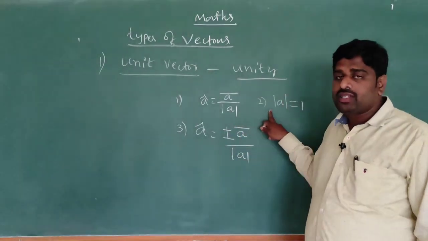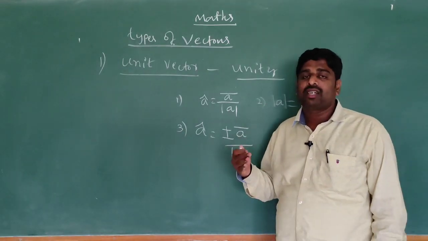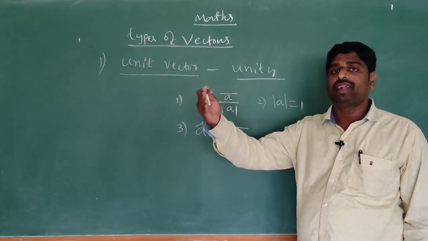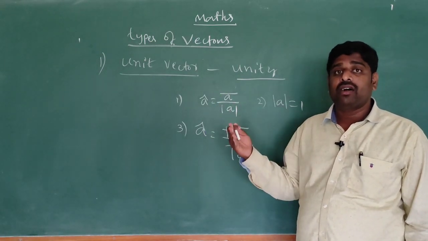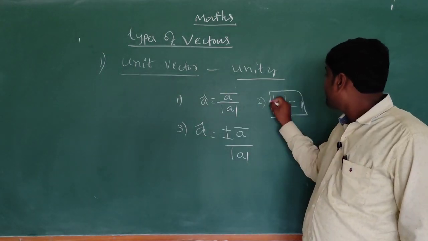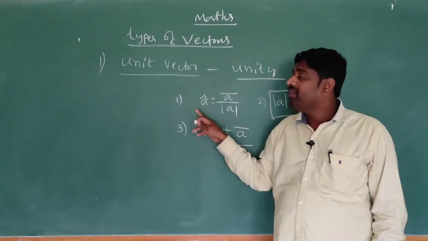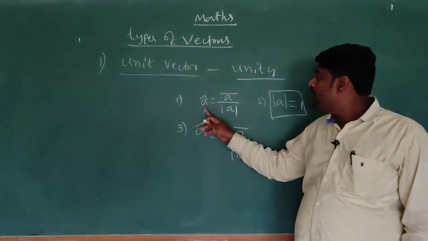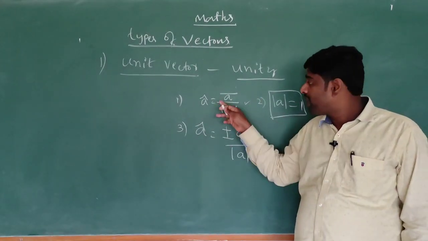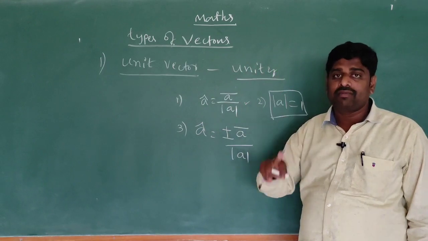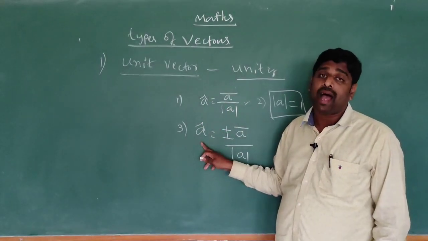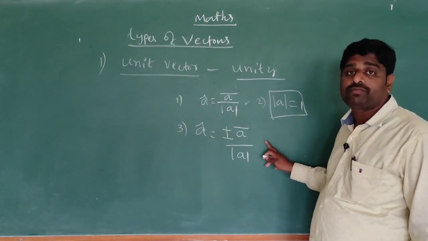Next, another question: suppose they give one vector and we have to show that it is a unit vector. For that we have to show that the magnitude of that vector is 1. Based on unit vector they will raise three questions. Find the unit vector of the vector, this is the formula. Or find the unit vector in the direction of the vector, this is the formula. Find the unit vector parallel to the vector, this is the formula.